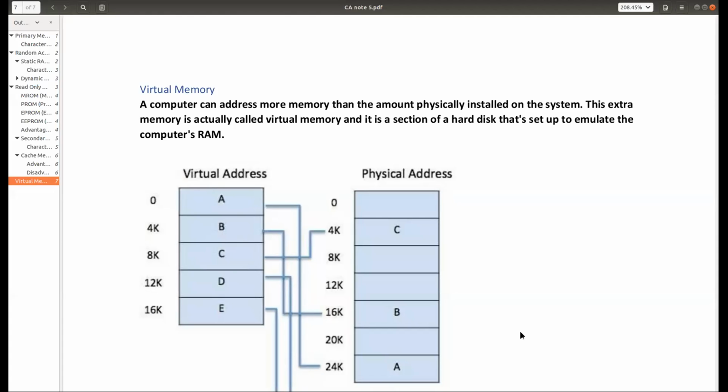What is virtual memory? Actually, suppose you don't have any space left in the RAM, and you also need some space to store some more data in the RAM. Practically it is not possible to get more space in RAM because RAM is full up to the brim. So in that case, some part of your hard disk will be considered as RAM by your system, which is known as virtual memory.